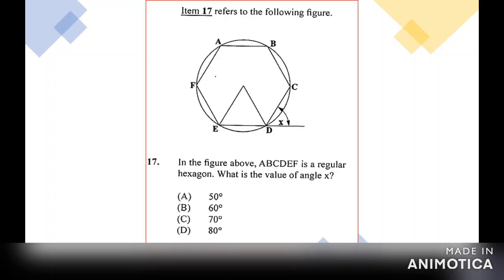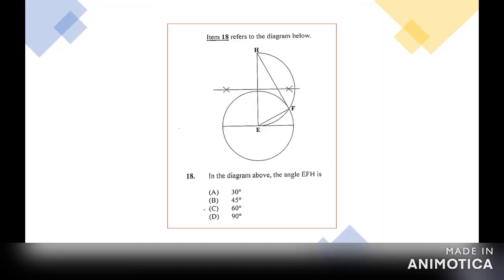In the figure above, ABCDEF is a regular hexagon, meaning a 6-sided polygon. What is the value of angle X? And that would be 60. So 17 would be B. 18, in the diagram above, angle EFH. Follow EFH, and F would be where the angle of that triangle is, and that would be a 90-degree angle.